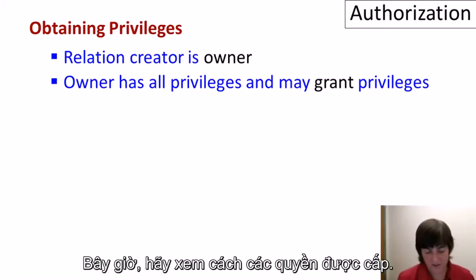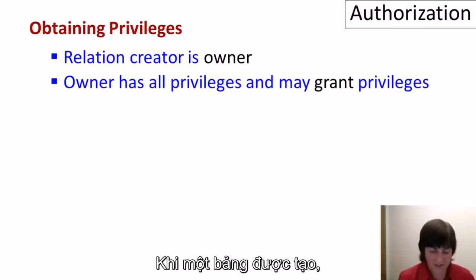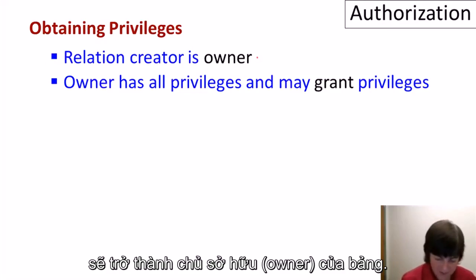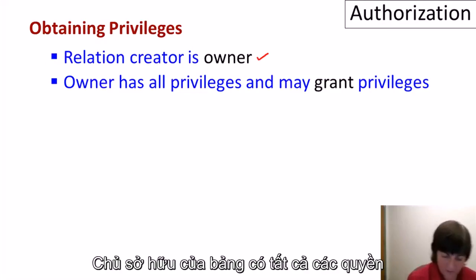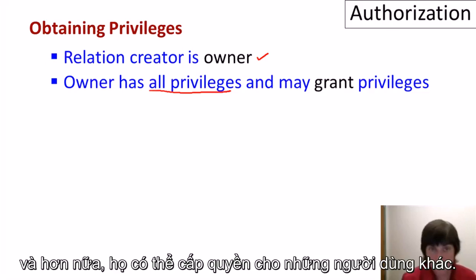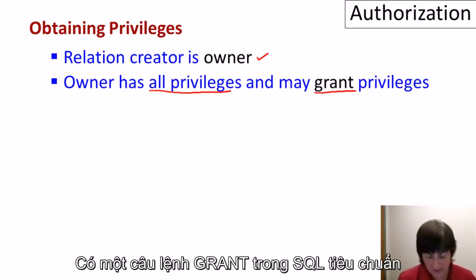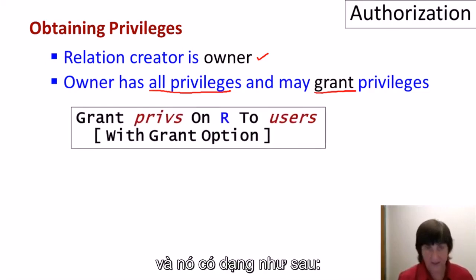Now let's look at how privileges are obtained. When a relation is created, the creator of that relation becomes the owner of the relation, and the owner of the relation has all privileges and furthermore may grant privileges to other users. So there's a grant statement in the SQL standard, and it looks like this.